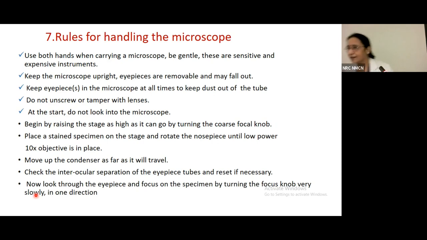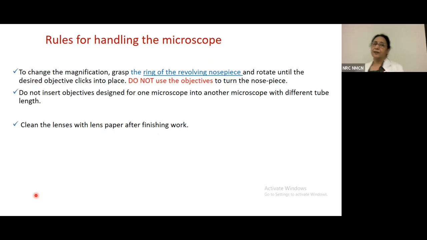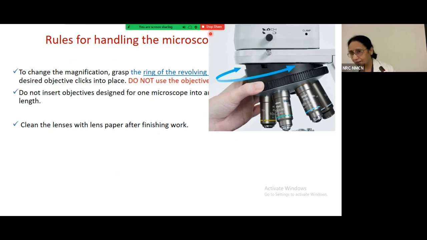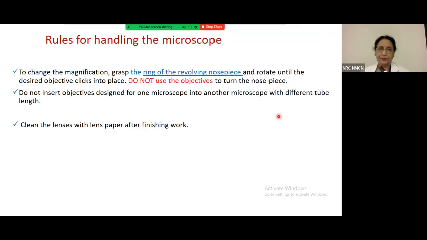Now you should look through the eyepiece and focus on the specimen by turning the fine focus knob. And it should be only in one direction, not like this, where you go in the forward direction and then you go back. No, not like that. When you have to change the magnification, grasp the ring of the revolving nosepiece and rotate till the objective clicks into place. Do not use the objective to rotate it. Always rotate it by here, not here. Do not insert an objective designed for one microscope into another, because I have already told you that they have different tube lenses, so there will be spherical aberration.